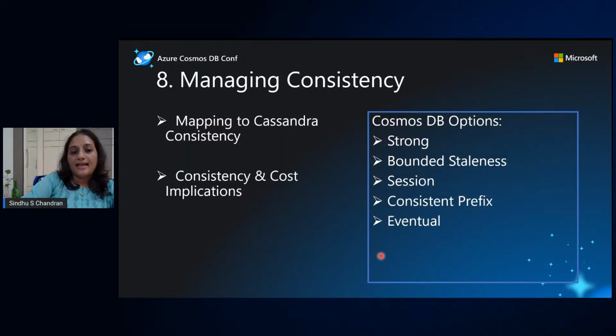And again, you need to be aware of how the consistency maps to a Cassandra consistency and the cost implications of the same. There are these different options provided on Cosmos DB, and there is a mapping provided of how this relates to the Cassandra level consistencies. So it is important to be aware of this in choosing your settings.